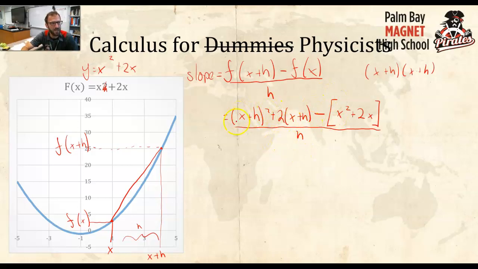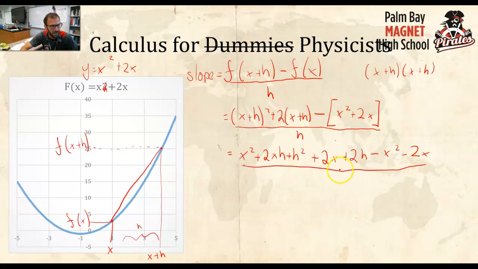And now what we're going to do is we're just going to basically expand, all right? So you've got x plus h times x plus h. You've got to FOIL it, so we've got x squared plus xh plus xh plus h squared. So this is going to boil down to x squared plus 2xh plus h squared. All right, so that's that bit expanded. And then it's going to be plus 2 times x plus 2 times h minus x squared minus 2x, right? Because the minus and the plus is going to be minus 2x. And then all of that is going to be over h.